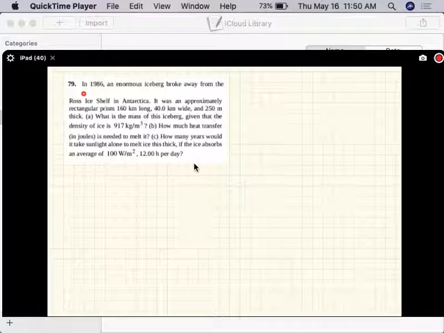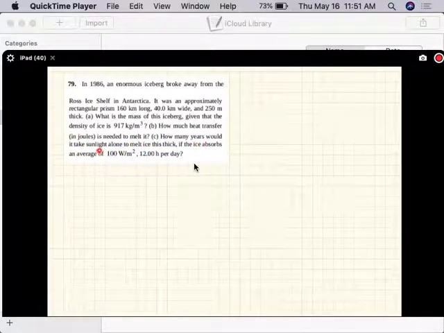All right, so this problem says in 1986, an enormous iceberg broke away from the Ross Ice Shelf in Antarctica. It was an approximately rectangular prism, 160 kilometers long by 40 kilometers wide and 250 meters thick. What is the mass of this iceberg given that the density of ice is 917 kg per meter cube? How much heat transfer is needed to melt it?